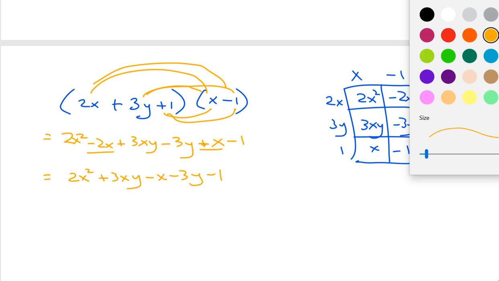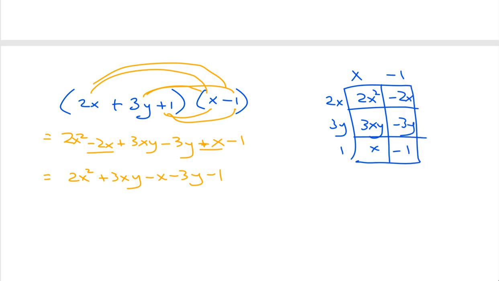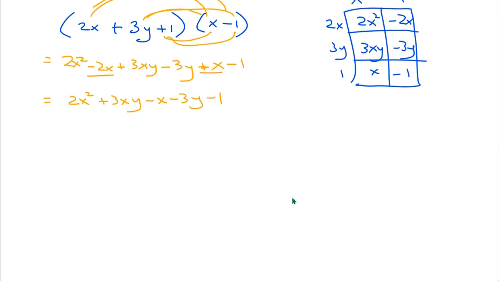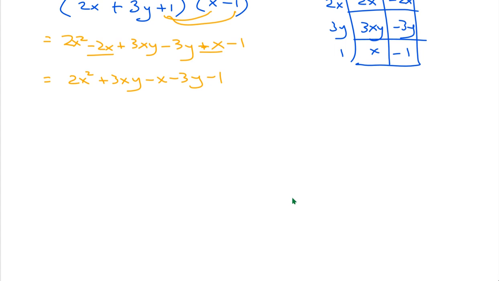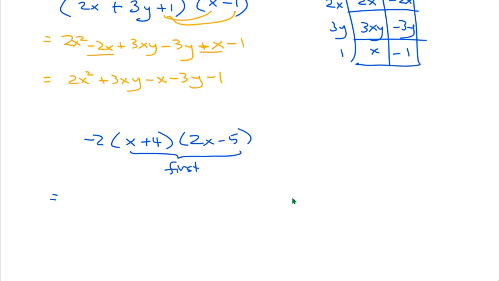All right, and then one last thing. Actually, you know what? 2 things. What if I had a number out in front? Negative 2 times x plus 4 times 2x minus 5. So now I have 3 things multiplied. When you have 3 things multiplied, the order in which you multiply them doesn't matter. So I'm going to multiply these 2 first, and then that answer will be multiplied by negative 2. So let's go.